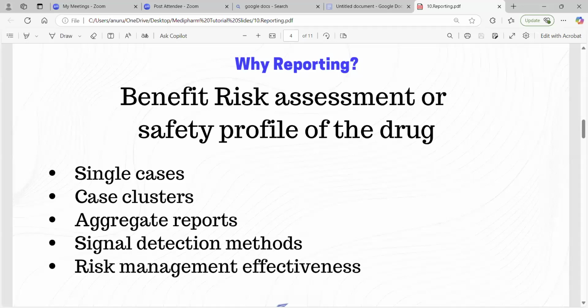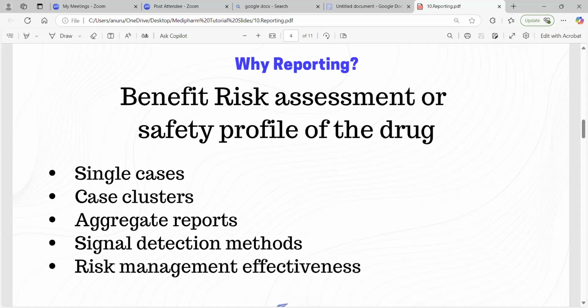Reporting. Sometimes it happens that there are certain interviewers who would like to check your knowledge also about pharmacovigilance. So they might ask a little bit of questions about aggregate reporting.